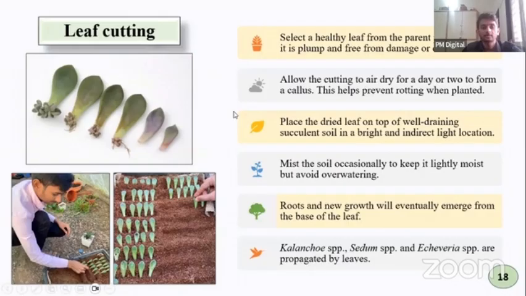Then next is leaf cutting. Select a healthy leaf. You can see in this photograph, it should be mature and healthy from the parent plant, and it should not be plump, and it should be free from diseases. Allow the cut to air dry for better callus formation. Then put it in this media. Immediately after putting it, do not water it because it is highly susceptible to overwatering. Roots and new growth will eventually emerge from the base of the leaf. You can see in this first photograph. As an example, some species of Kalanchoe, sedum, and echeveria are propagated by means of leaves.